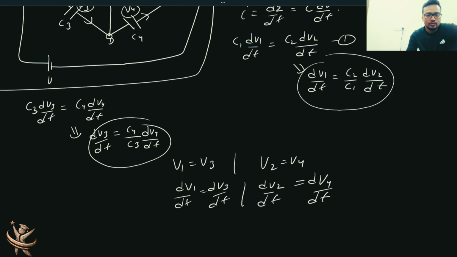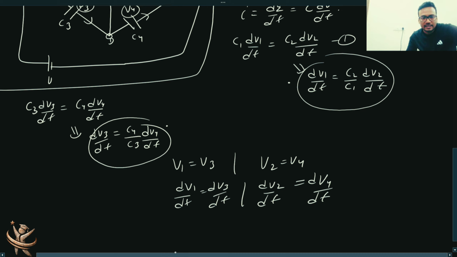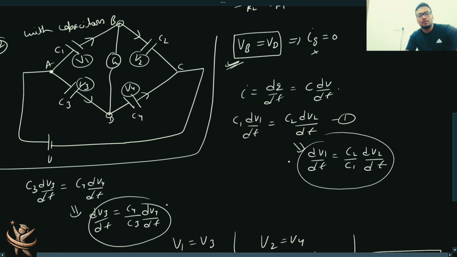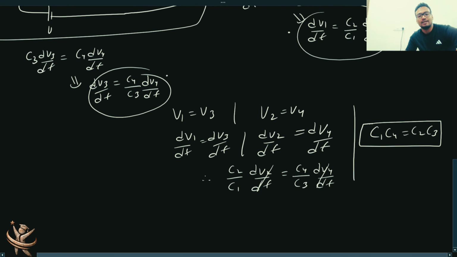So see these two findings we did above, dV1 by dt and dV3 by dt. If I equate them, it's C2 by C1 dV2 by dt equals C4 by C3 dV4 by dt. These will cancel out. So finally what you got is C1 C4 equals C2 C3. That is like multiplying the cross values, C1 into C4, C2 into C3, right?